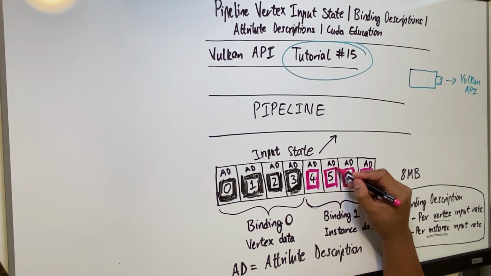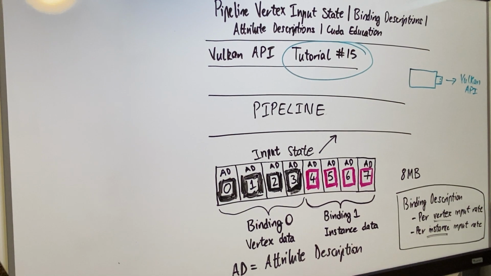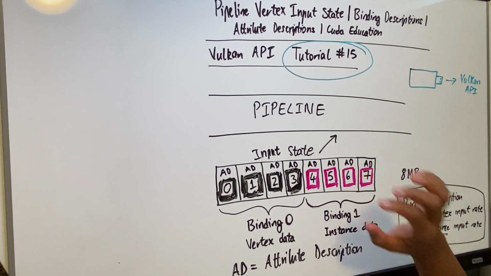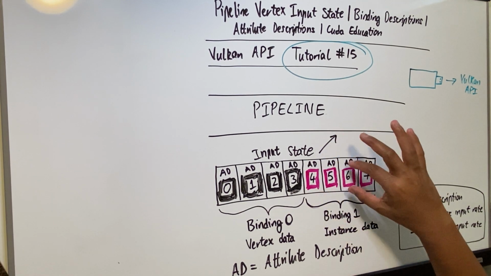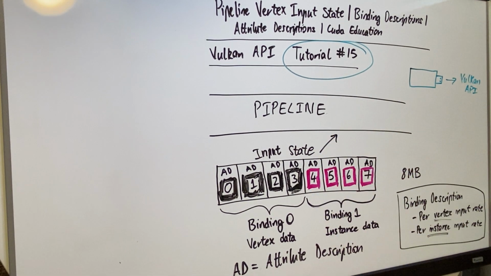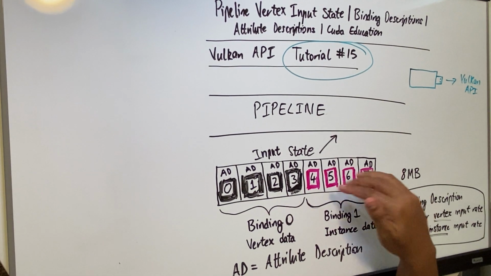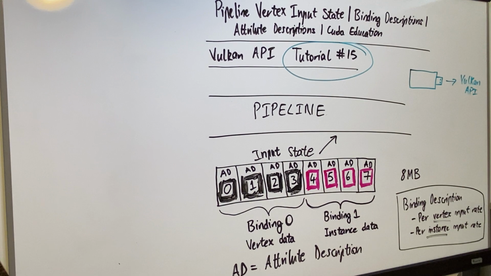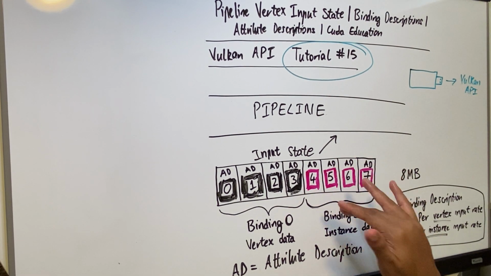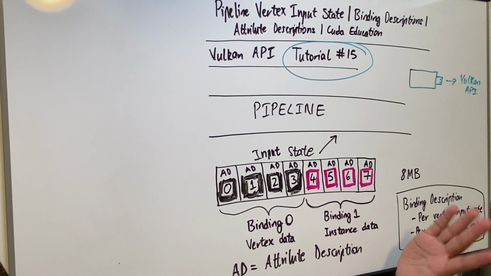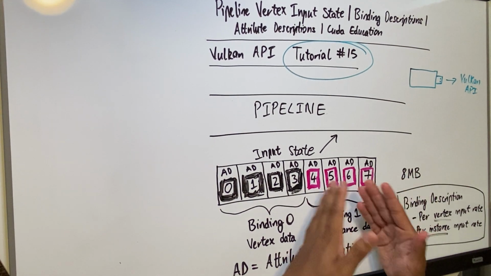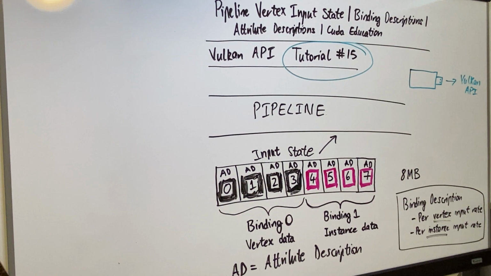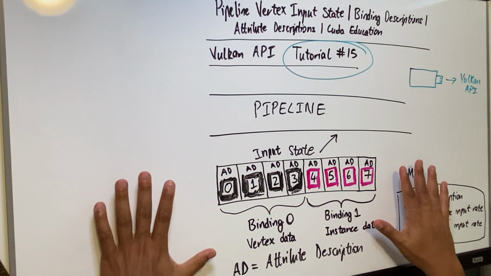But again, the attribute description is probably the closest thing to your data, and it specifically describes what is in each one of these cells, right? And it communicates to you VK format, R32, G32, and all this stuff, right? So it gets very specific about what is in each one of these locations, right? So again, binding description is a lay of the land.